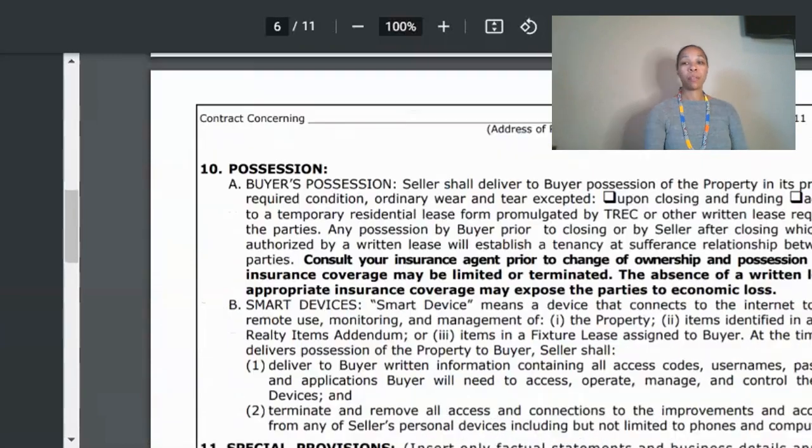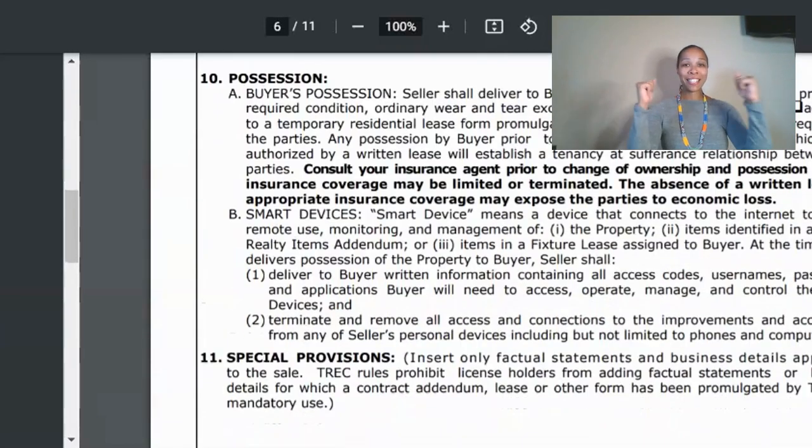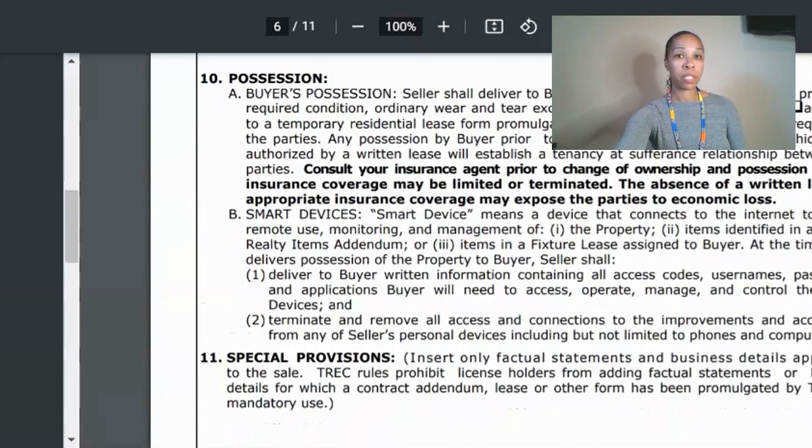Possession. We can't sign the paperwork and be like, we're done, yay. Nope, that doesn't work like that. Generally, it's going to be upon closing and funding unless you have something specific that needs to occur, like a temporary lease. And that's a whole nother thing, and it only applies to certain situations.